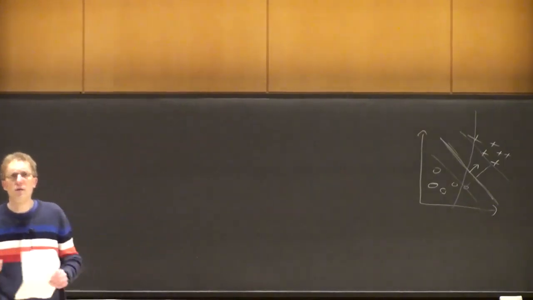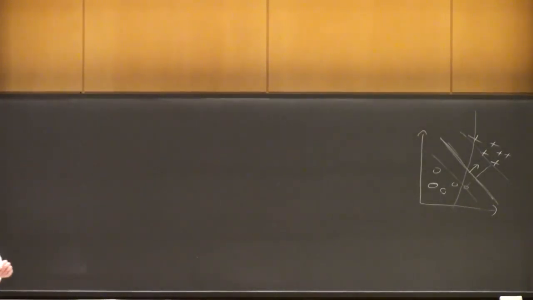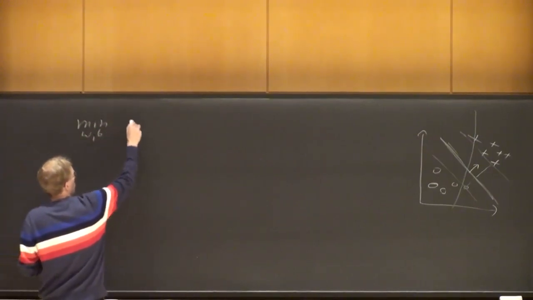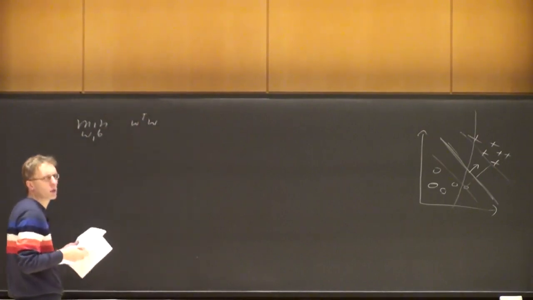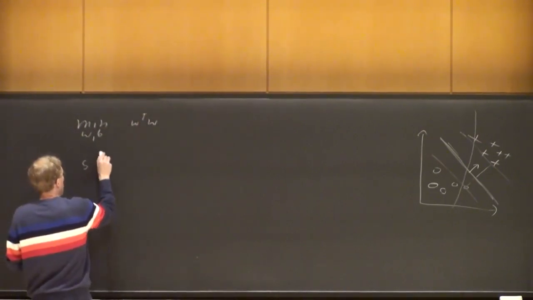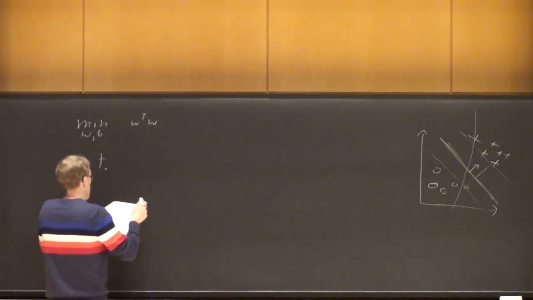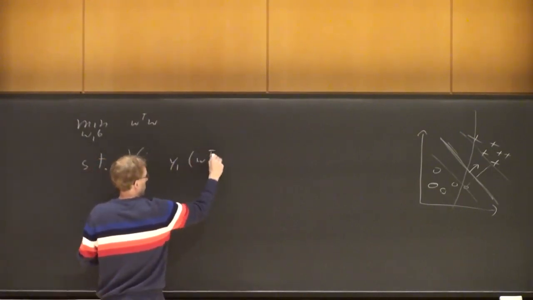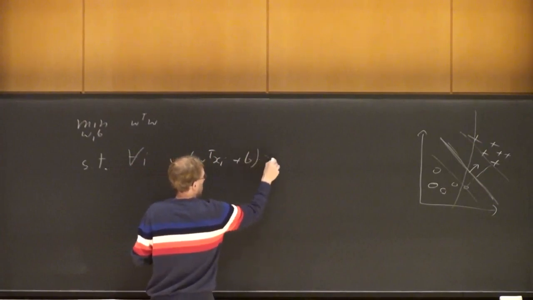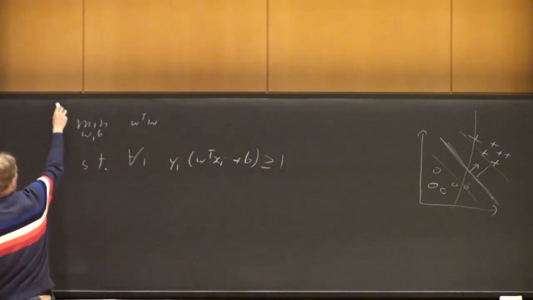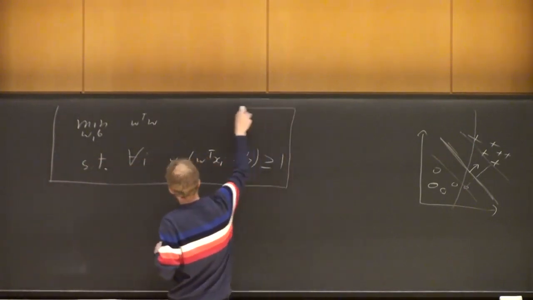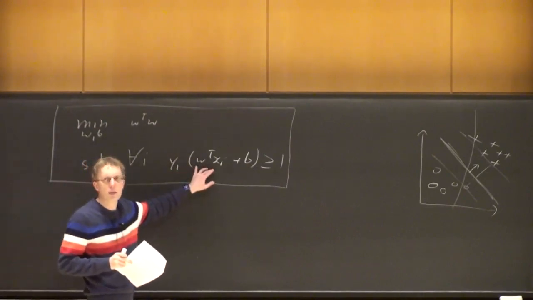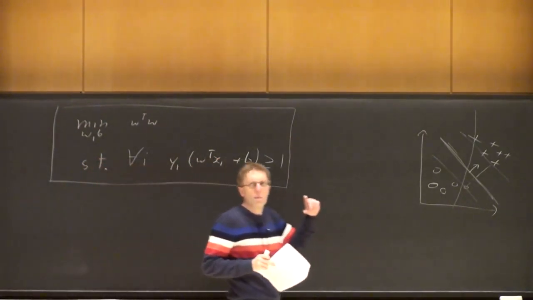And that was kind of ugly, so we had to do a little bit of massaging. And ultimately, we ended up with the following optimization problem, which is equivalent in the final solution. We minimize the square of W subject to the constraint. This means such that for all i, y_i (W transpose x_i plus b) is greater or equal 1. And that is the SVM optimization problem.